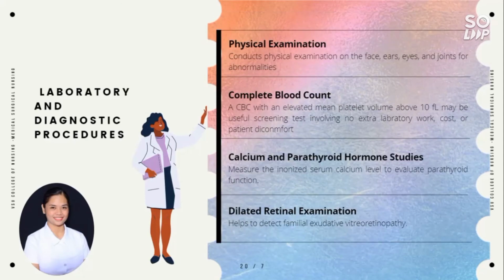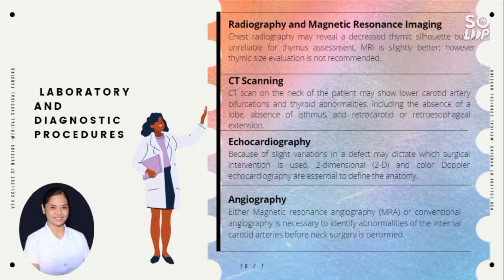Physical examination of the face, ears, eyes, and joints for abnormalities can also be done. Complete blood count, calcium and parathyroid hormone studies to measure the ionized serum calcium level to evaluate parathyroid function, and dilated retinal examination, because these help to detect familial exudative vitreoretinopathy. These are some of the imaging studies that can also help to diagnose DiGeorge syndrome: radiography and magnetic resonance imaging, CT scanning, echocardiography, and angiography.